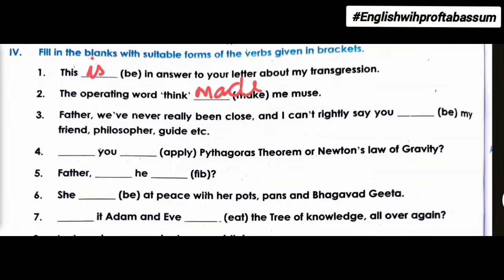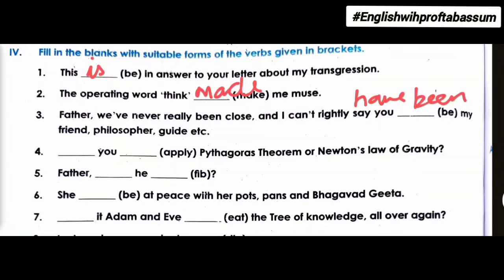Next sentence. Father, we've never really been close, and I can't rightly say you dash my friend philosopher guide. So be form is used in the bracket. So the rule here is that when something started in the past and continues till now, we have to use have or has been. So the subject is plural. So we have to use have, not has. So the answer is have been.